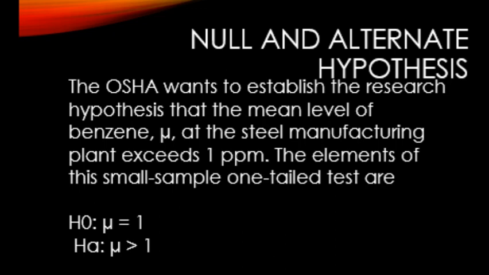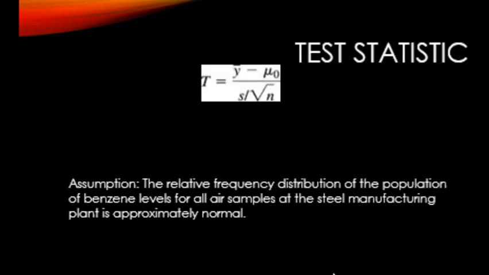So step 1 will be to list the H0 and HA. So here we want to test to see if the mean level of benzene at the steel manufacturing plant is more than 1 ppm. Okay, so H0 mu equals 1 versus HA mu greater than 1. It is a one-tail test. Okay, here's the test statistic that we will use. T is equal y bar minus mu 0 over S divided by square root of n. The assumptions here will be that the population of the benzene levels for all air samples at the steel manufacturing plant are normally distributed.